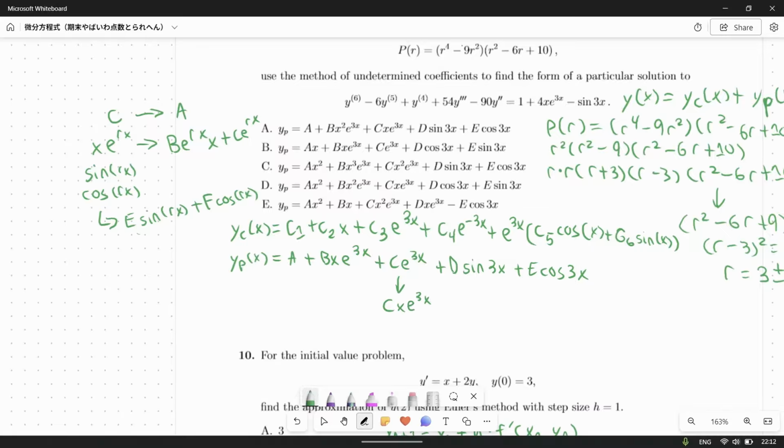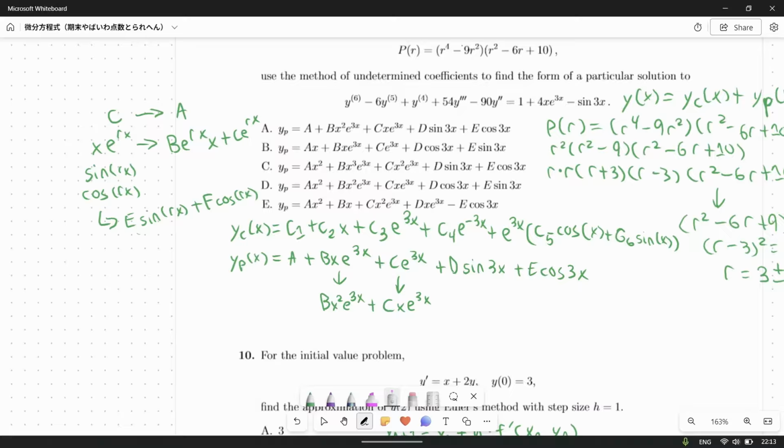And now checking for conflicts again, we can see that this ends up conflicting with this term now, because these two terms take up identical forms. So we're also going to have to change this term. And I'm going to add an x to this one as well, so that becomes bx squared times e to the 3x plus cx e to the 3x. And that will ultimately get rid of all of the conflicting terms with our complementary solution.